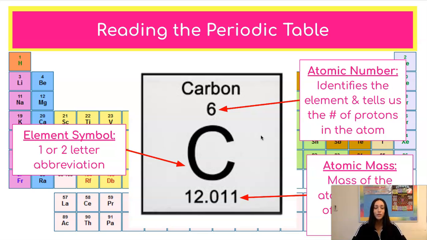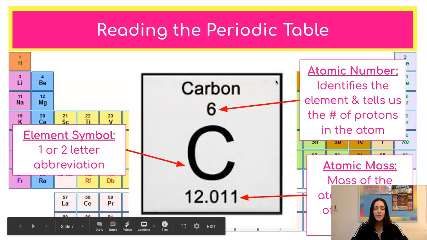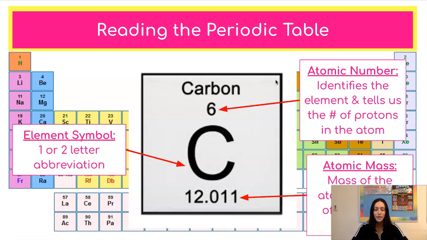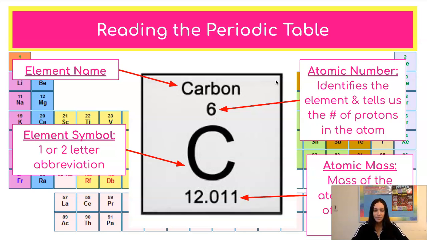Now we'll talk about how to read our periodic table. So on the periodic table, we have every single known element in the universe organized based on its characteristics. Each element has its own square on the table that gives us some important information about that element. First, we see the element name at the very top. Of course, that's just the name of the element. Next, there is a large one or two letter abbreviation found right at the middle of the square, which is called the element symbol. This is simply a way of shorthand writing or representing the element.